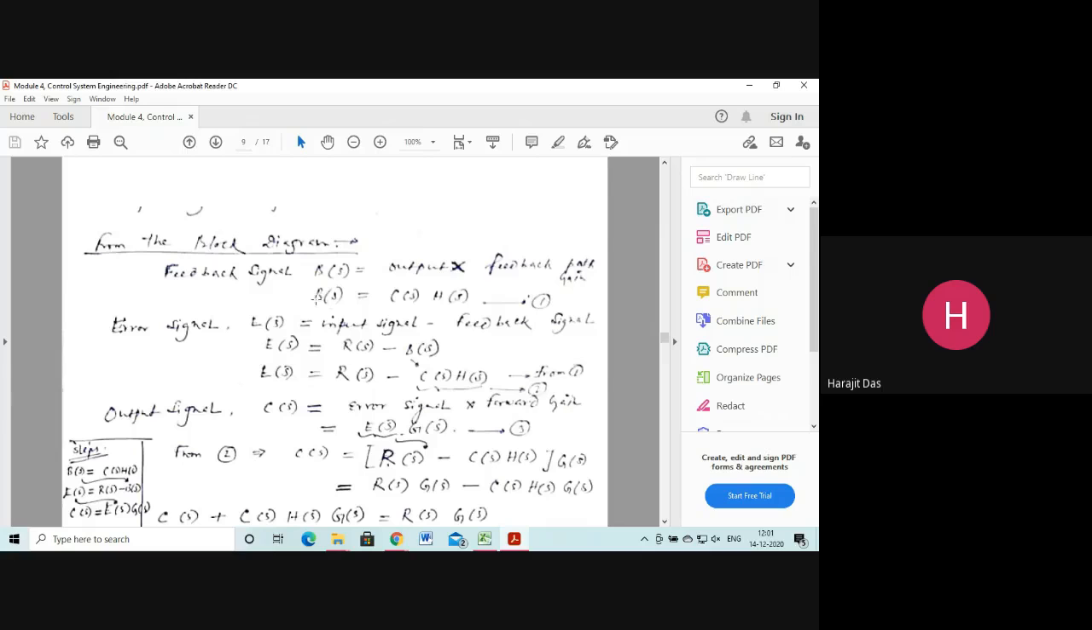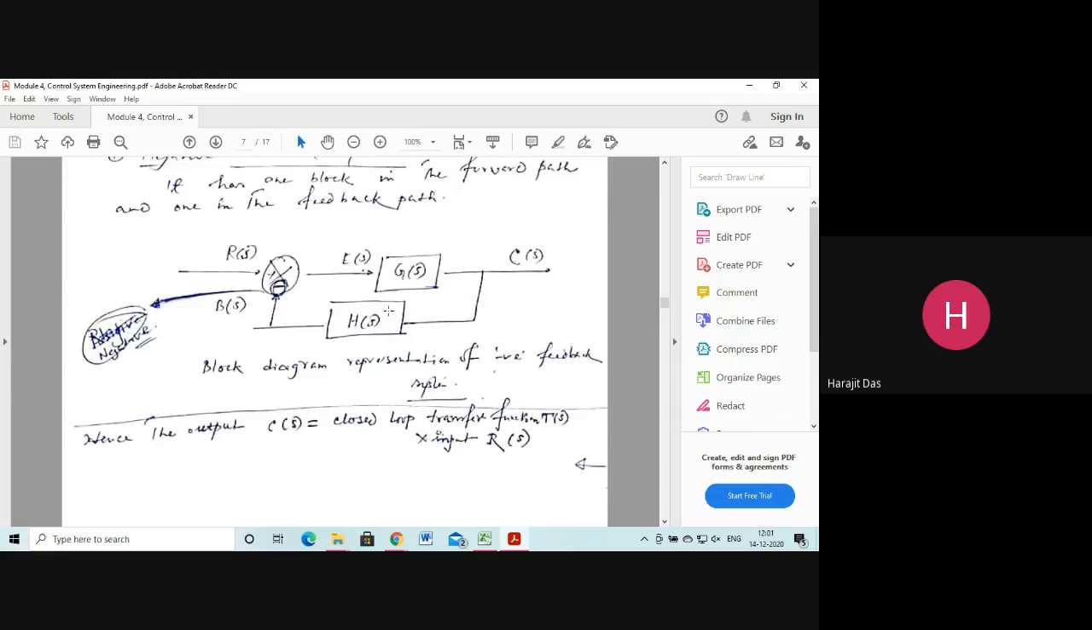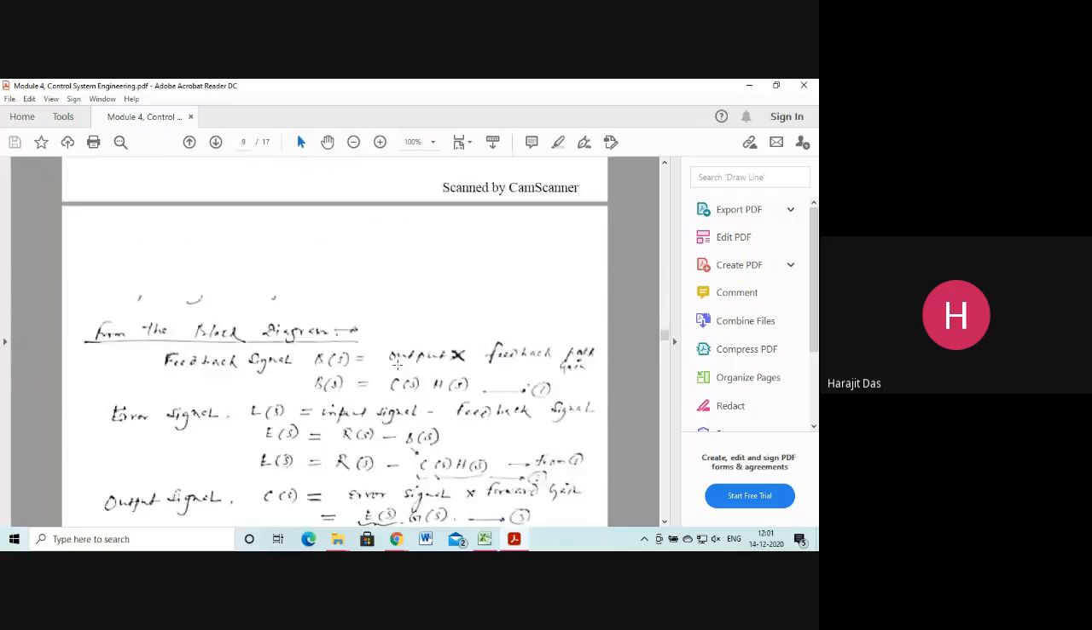So what is the feedback signal then? B(S) will be C(S), because the output is the C(S) signal. The feedback path gain was what? H(S). Because I told you that B(S) will be the multiplication of C(S) by the feedback path gain H(S). This multiplied by this, you will get B(S).